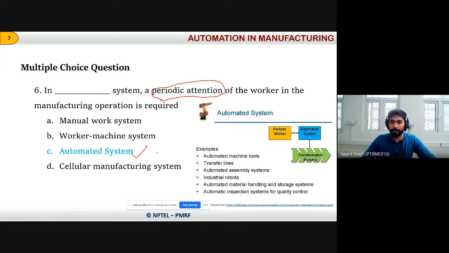Examples of these automated systems are automated machine tools, like CNC and injection molding machines you mentioned. Then there are transfer lines, which work autonomously for taking the object from one place to another. Then automated assembly systems, where automated operations are performed on assembly lines. Industrial robots are one such example. Then automated material handling and storage systems, AGVs and conveyor systems, and automated inspection systems for quality control, based on new technology like vision-based systems or laser triangulation. All these systems come under the automated system category.